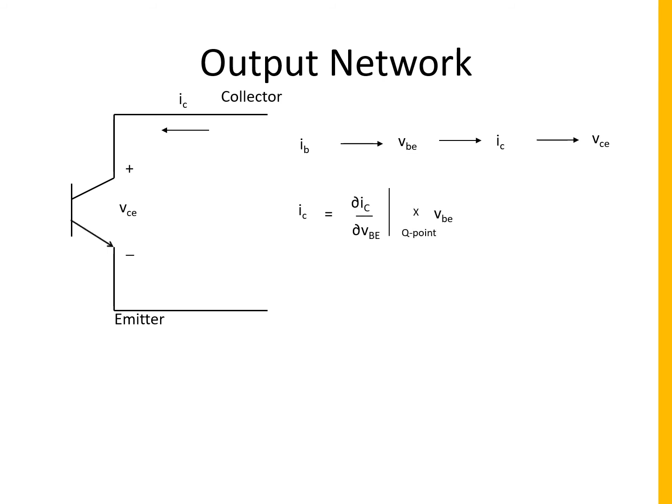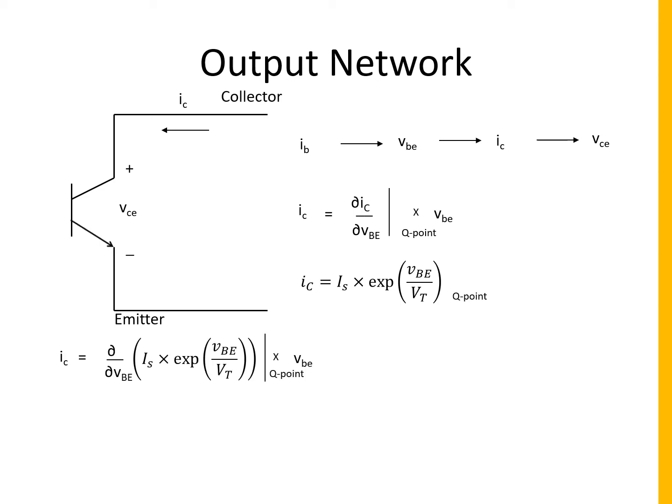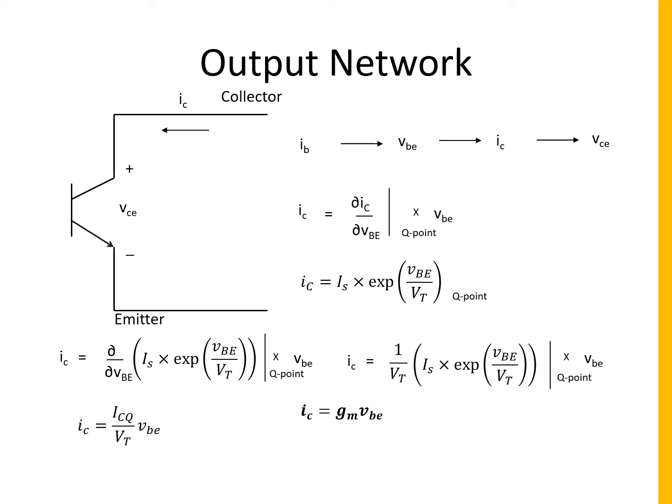IC at a particular point can be found using the displayed equation. But we know that IC is also represented by IS into exponential of VBE by VT. Replacing this equation in the expression, we get the displayed equation. Differentiating with respect to VBE, we have 1 by VT as the constant. This gives us that IC is equal to ICQ by VT into VBE. ICQ by VT can be termed as transconductance gm. It is conductance as it is the ratio of current upon voltage.